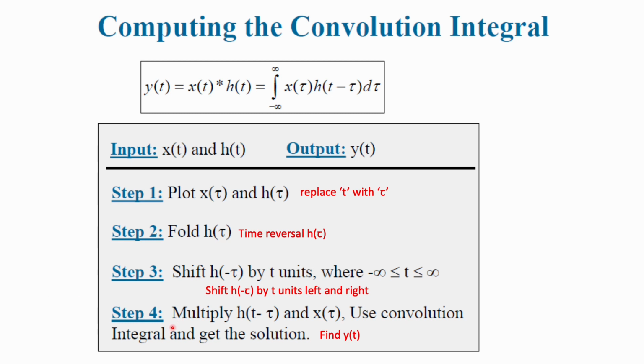The fourth step, multiply h of t minus tau and x of tau. That is, x of tau is the signal, then h of t minus tau is the shifted signal, either it may be left shift or right shift. Multiply these two, we will get the final solution y of t. So these are all the steps to perform the convolution integral.